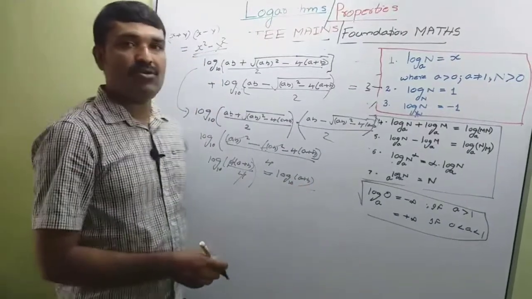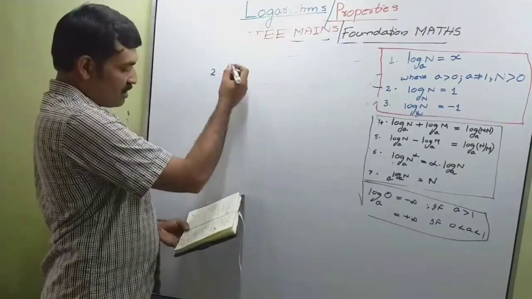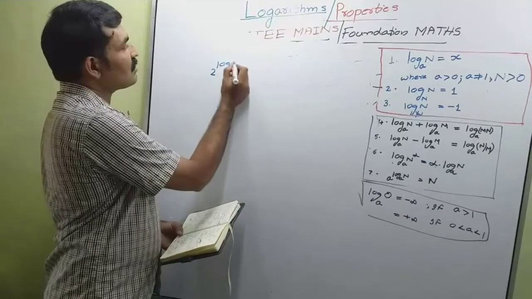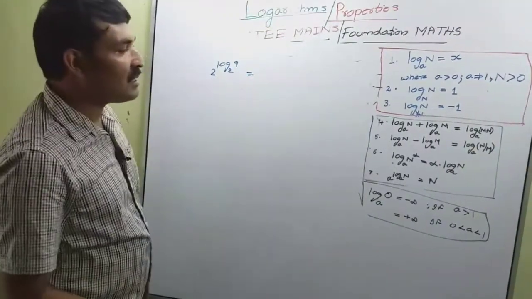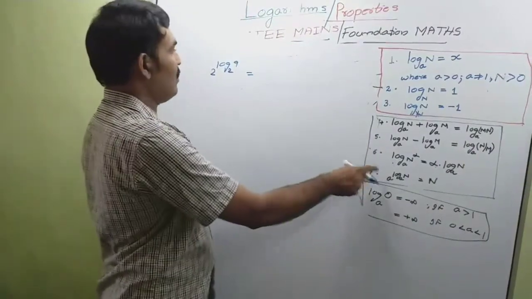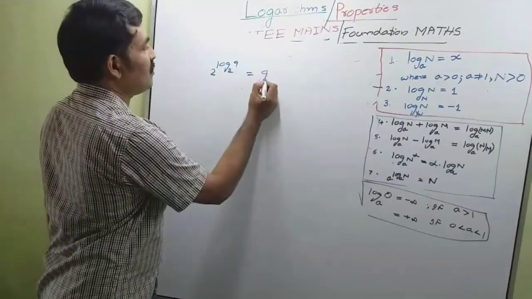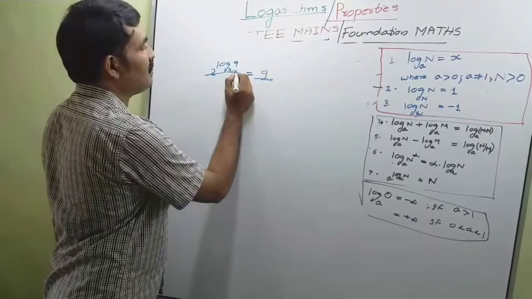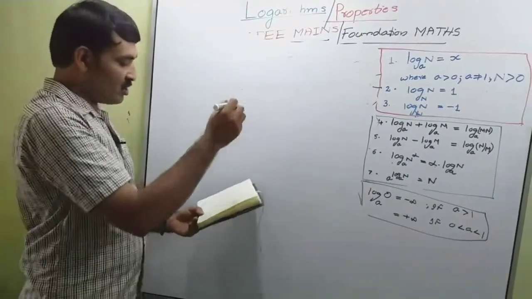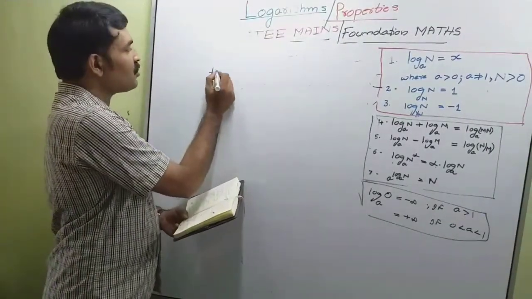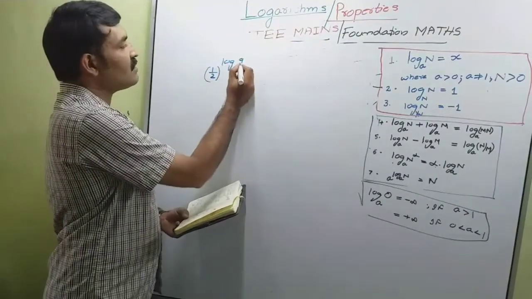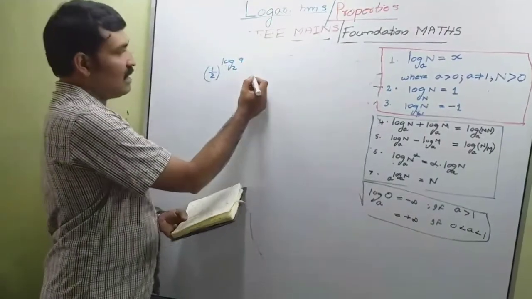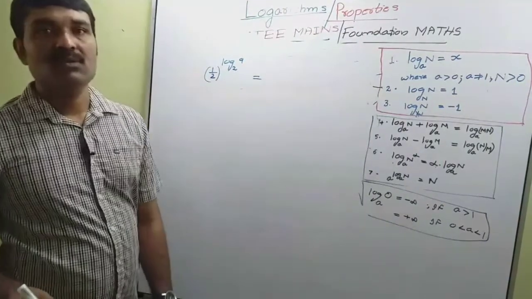This is the answer. 2 raised to log 9 to the base 2. This is equal to, by using property 7, this is equal to 9. This 2 and 2 get cancelled. Answer is 9. Consider 1 by 2 raised to log 9 to the base 2 is equal to the question.